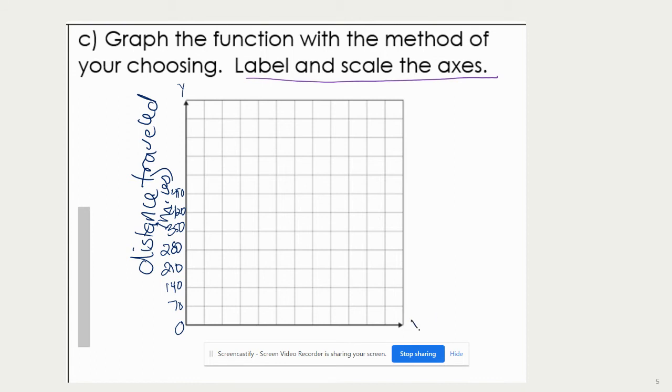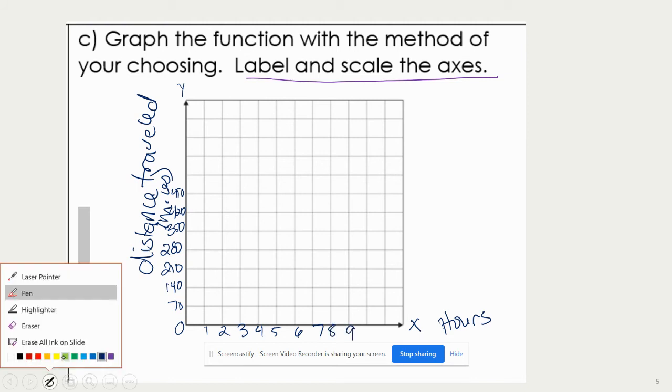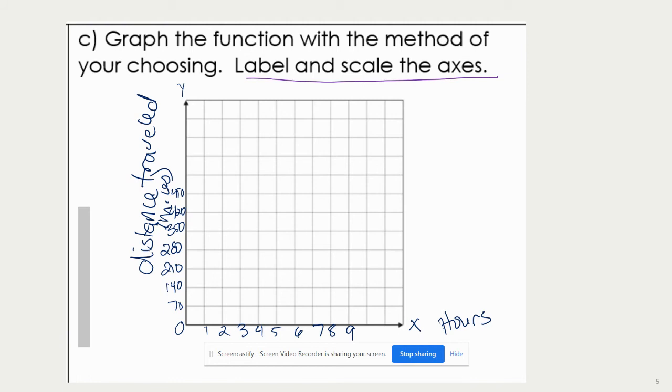And then this is our x-axis. And we will make this hours. And so 1, 2, 3, 4, 5, 6, 7, 8, 9, and so on for the hours. And remember, you probably want to have a straight edge to be able to connect your dots. Looking at the table we just made, we have 0, 0, 1, 70, 2, 140, 3, 210, and all the way up here to 6 hours.